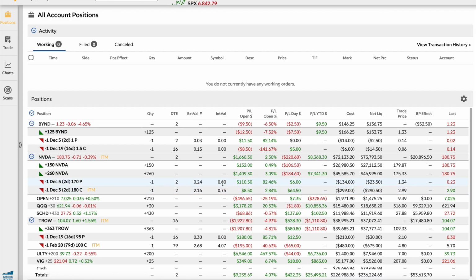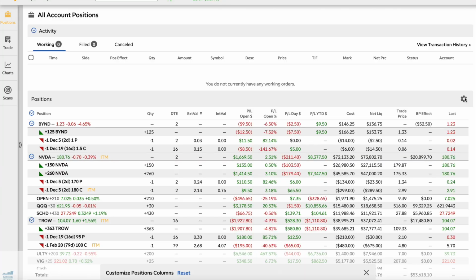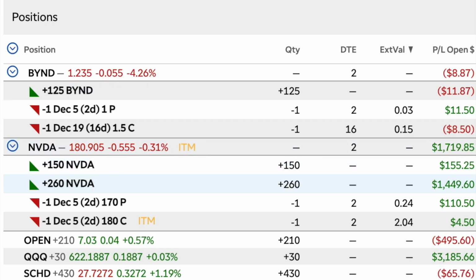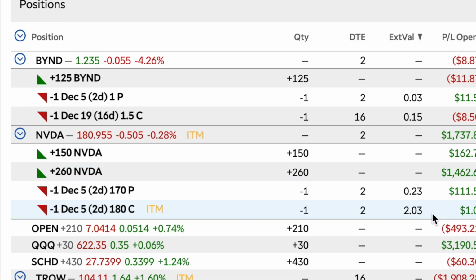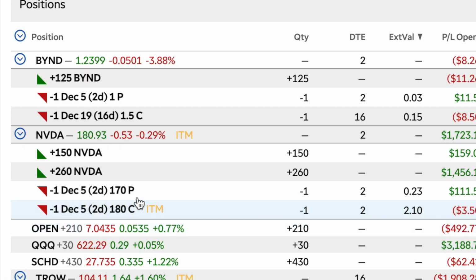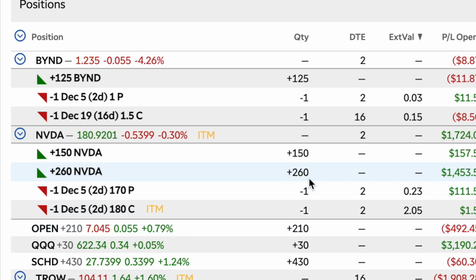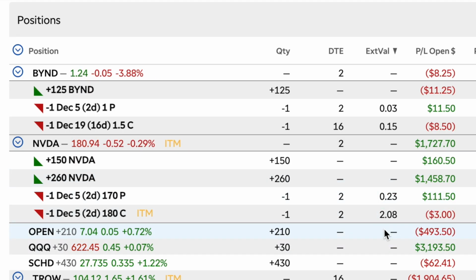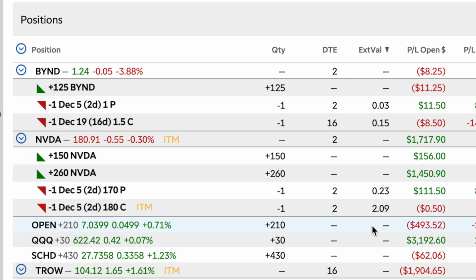So I'm going to declutter my display a little bit. I'm going back and I'm going to close out the intrinsic value column. And now I'm back to seeing the things that I like to see in order to make my trade decisions. And when we get to December 5th, I will come back and make a decision about these 2 positions. But for right now, I'm not willing to pay $224 to close these positions when I know that that value will erode away over the next 48 hours.